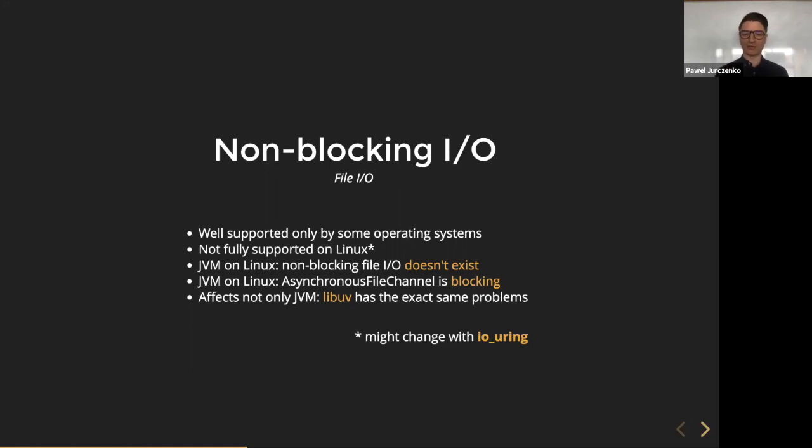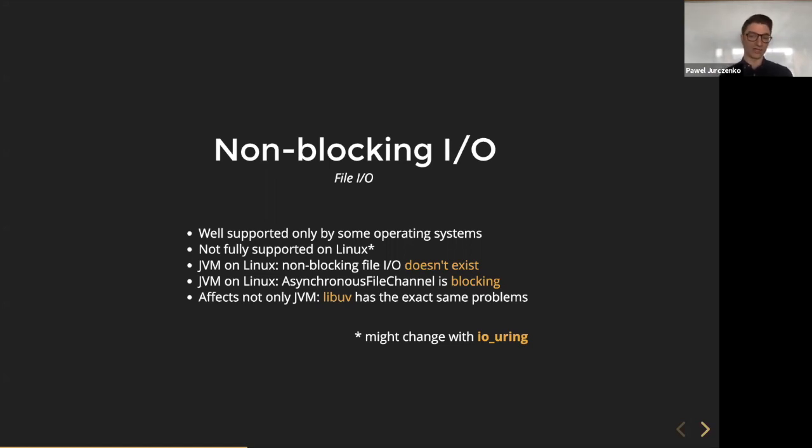Okay, and this problem affects not only JVM platform itself, it also affects other platforms. For example, it affects libuv library, which is library that is used and popular in the world of Node.js. It's also affected by this particular problem, and it also uses a thread pool when it comes to performing file system operations. All of the things I have said at the slide might change in the future.